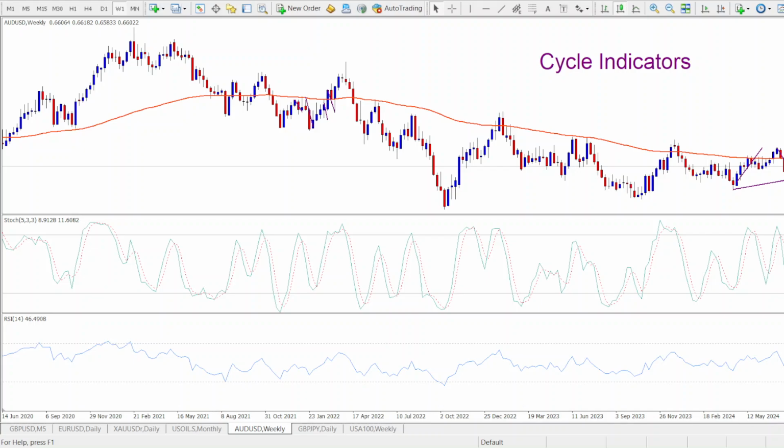Now, thirdly, overreacting to every signal. Not every cycle indicator signal requires action. Remember that these tools are giving you information about probabilities. So stay patient and avoid making quick decisions based on short-term cycle fluctuations.